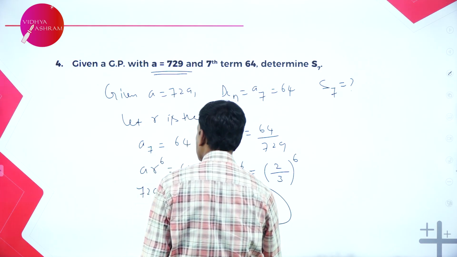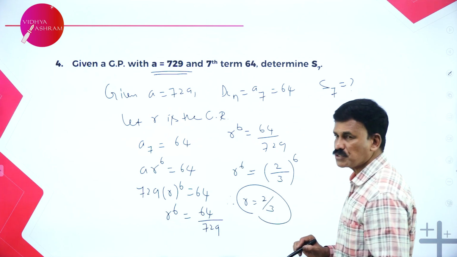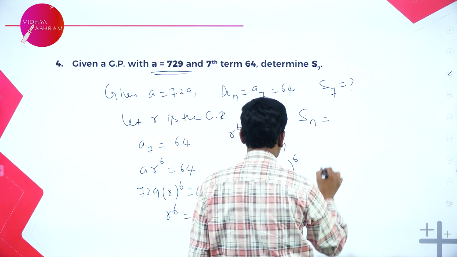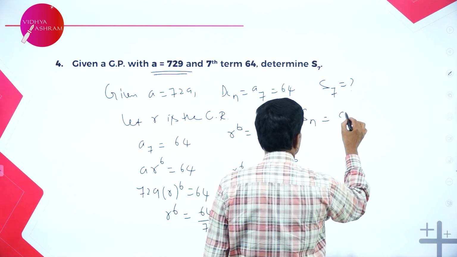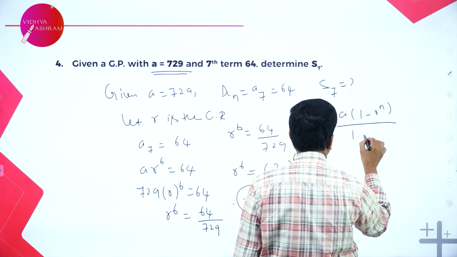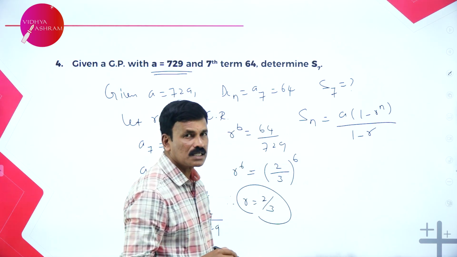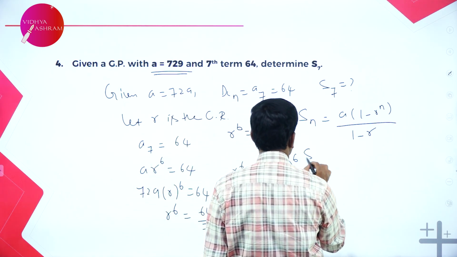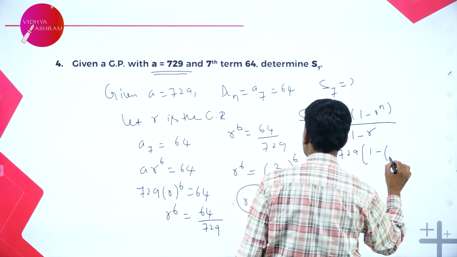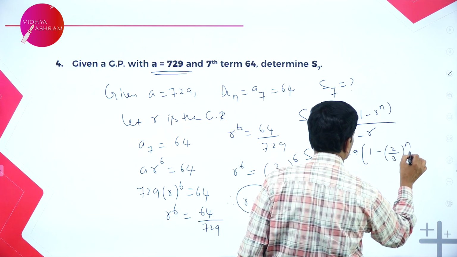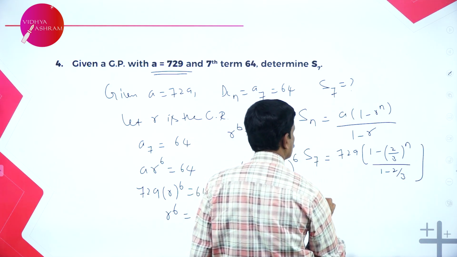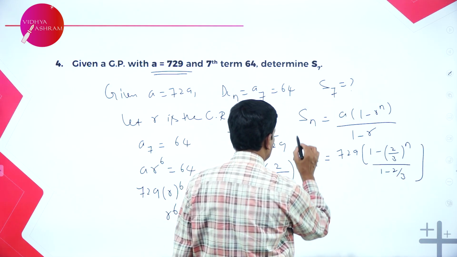So the first term is 729 and the common ratio is 2 by 3. So S7 is to be determined. The sum of n terms Sn is equal to A into (1 minus R raised to n) divided by 1 minus R, because R is 2 by 3, which is less than 1. So S7 is equal to A, the first term, 729 into 1 minus 2 by 3 whole to the power of n divided by 1 minus 2 by 3. Just substitute the value of n as 7.